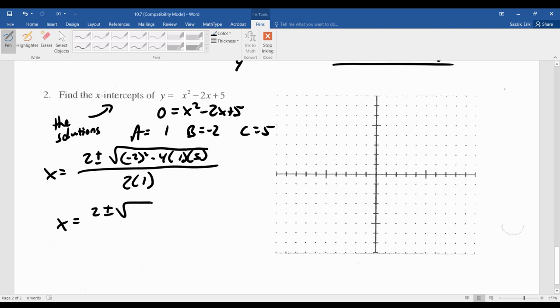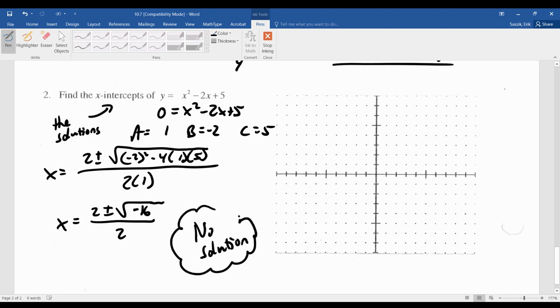So 2 plus or minus, this is going to be 4, and that's going to be minus 20. Well, 4 minus 20 is negative 16. And no matter how hard we try, we cannot take the square root of a negative number. So this is no solution. So this is an example of one where you don't get any answers. I said the most common is 2 answers. Sometimes you get 1 answer. We haven't seen that yet. But there was no answers. Okay. Hope that helps.